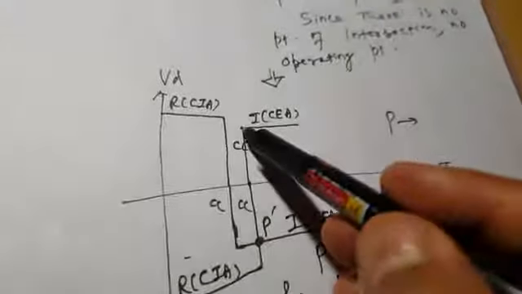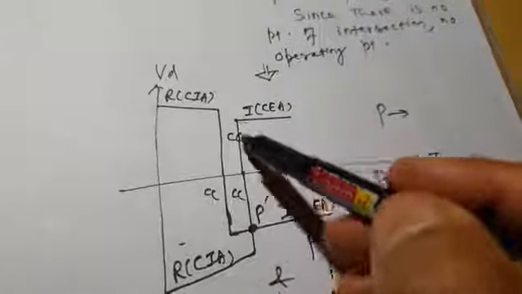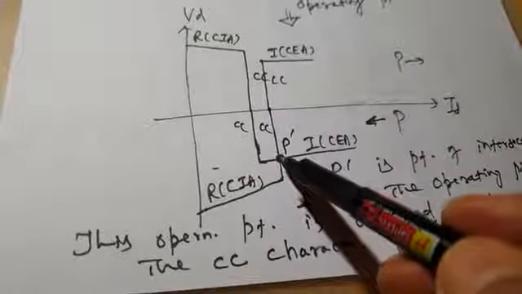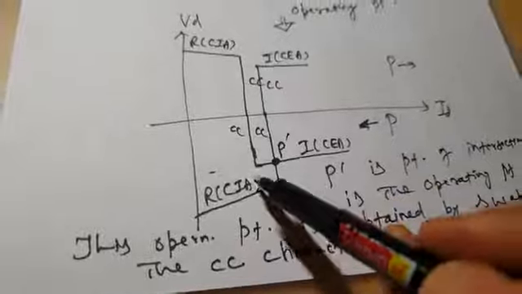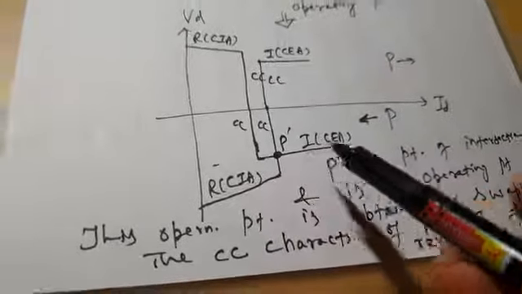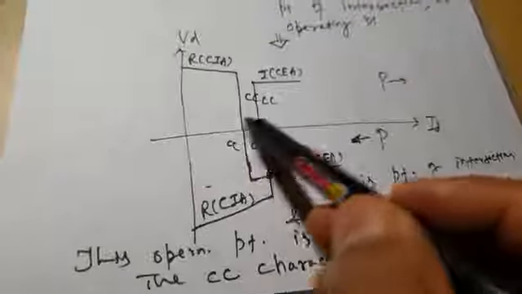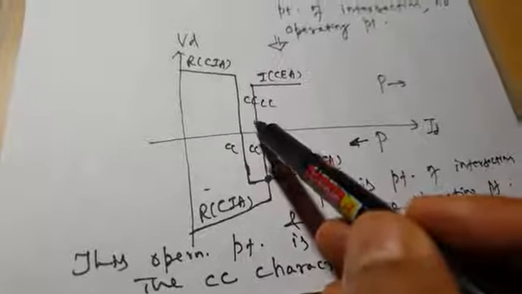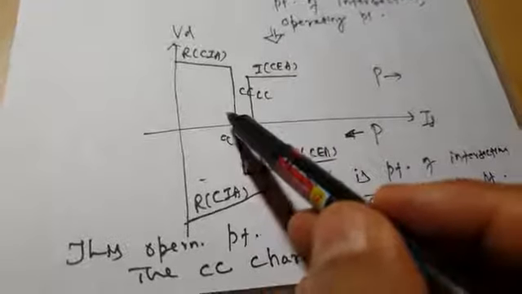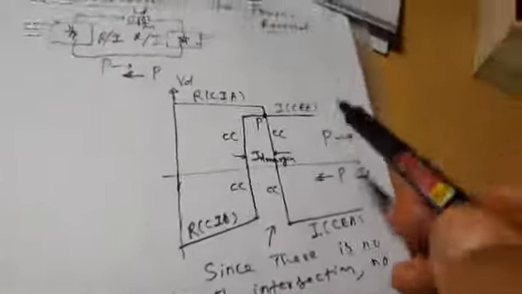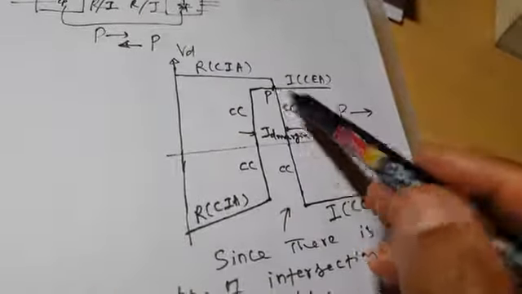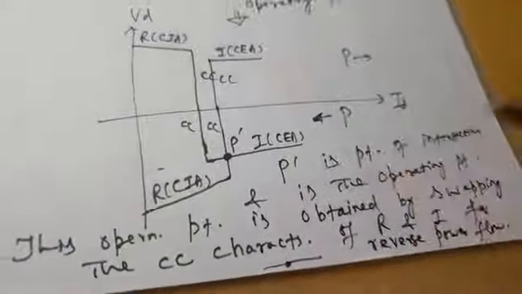That means the inverter current is made now higher than rectifier current, and you get the point of intersection P dash, and this gives the point of intersection for power flow reversal. So this is obtained only when we have swapped CC characteristics of converter, rectifier and inverter. Okay, so this is how we obtain the operating point for this direction of power flow and operating point for reverse direction of power flow.